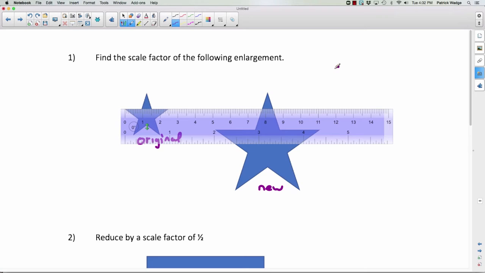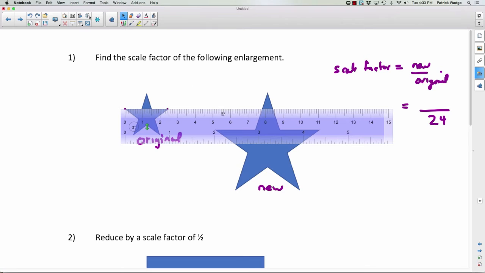So let me set this up here. Scale factor is what we're trying to find out, and it equals new divided by original. Terrible writing. And I found that from here to here is about 24, and that is original, 24 millimeters. So I'm going to put 24 on the bottom here.